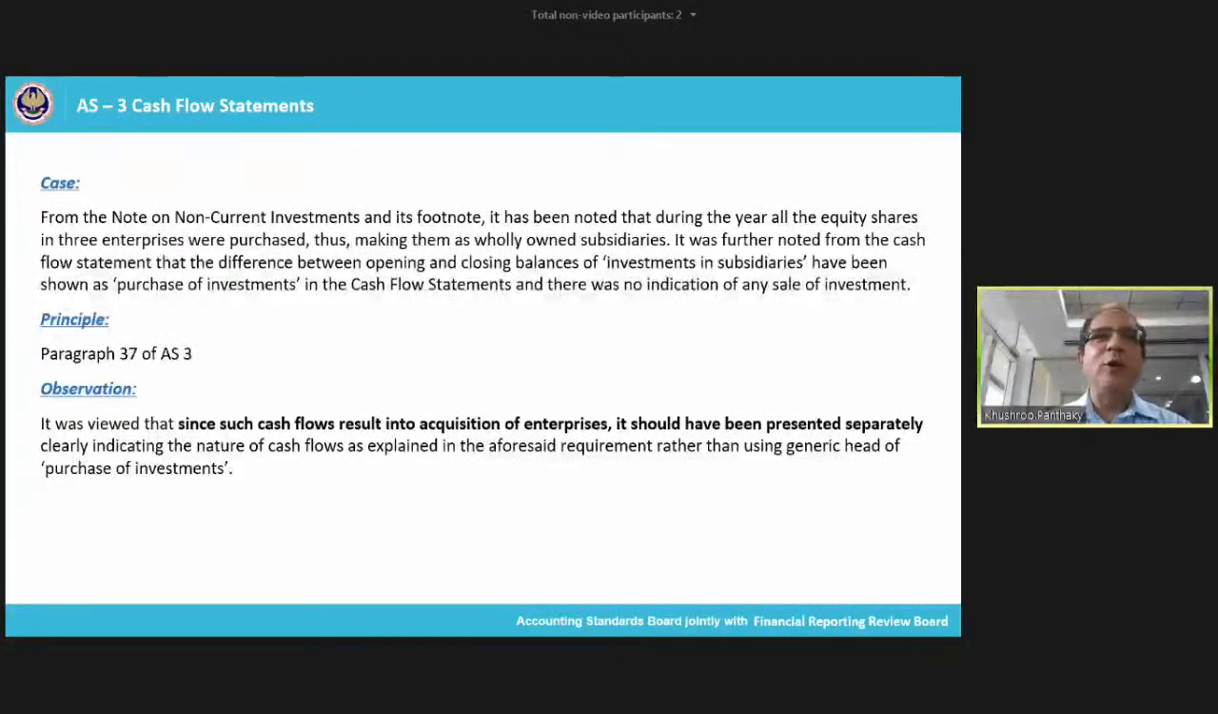And if at all you're going to make that particular disclosure in the cash flow, then that particular disclosure in the cash flow also needs to be made separately as an important item, as a separate item. Therefore, if you look at the observation or the conclusion, it says that it was viewed that since such cash flows result into acquisition of an enterprise, it should have been presented separately, clearly indicating the nature of the cash flow, rather than using the generic head of purchase of investments. It is not just a purchase of a normal investment, it is an acquisition of business. These are subsidiaries coming into existence, and therefore you need to make that particular disclosure separately for the better understanding of financial statements. Let's go to the next case now.